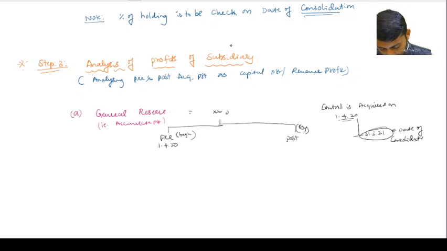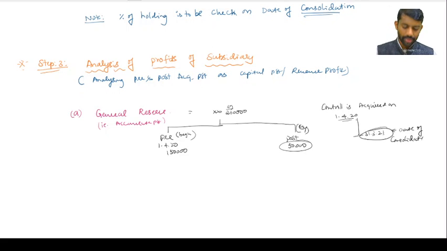Suppose closing is 2 lakh, for example. On the date of acquisition I had, let us make it, 1,50,000 as the opening balance. That means in the current year how much has increased? 50,000. 50,000 is the current year.